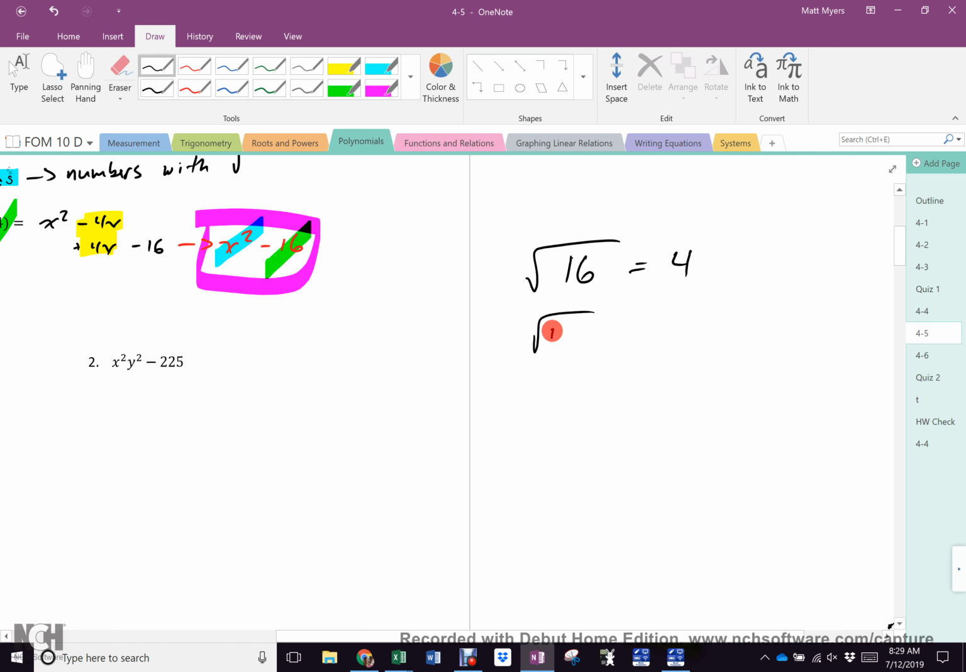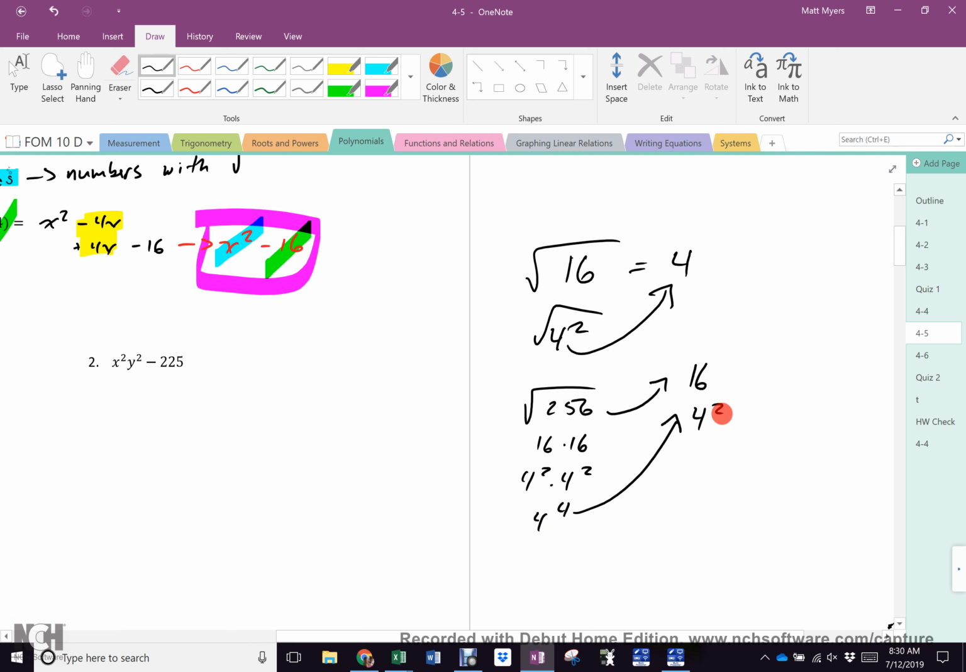Why? Because 16 is the same as 4 squared, yes? And if I have 4 squared there, I'm going to bring out, I drew the arrow the wrong way, I'm going to bring out a single 4, yes? Because I'm looking for groups of 2, yes? So what then is the square root of 256? 16. Because 256 is 16 times 16, yes? Which is 4 squared times 4 squared, yes? Which is 4 to the 4th, yes? So when I bring out 16, I'm really bringing out 4 squared, yes?